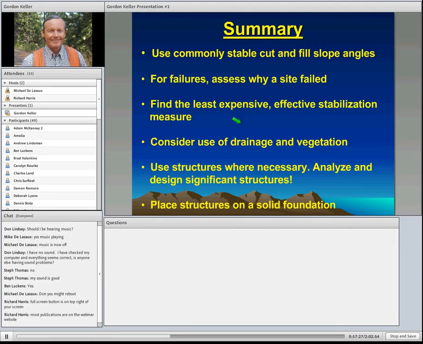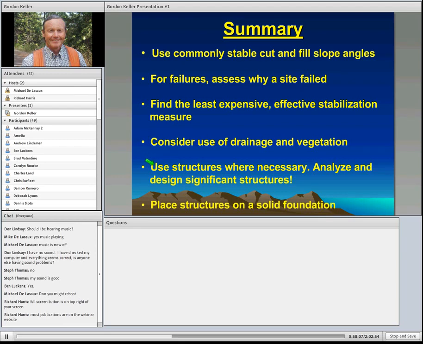So in summary on this whole topic, let me go over these last points. For instability problems, we try to use stable cut and slope angles, some of these common slopes that are adequate. But failures do happen, and if they happen and we're thinking about fixes, you want to get some sense of why it failed and how big it is. Then you look for the least expensive, most effective solution you can come up with. The first thing you try to look at is drainage and vegetation, because they're the cheapest and most aesthetic solutions. From there, if that's inadequate, you move to structures.